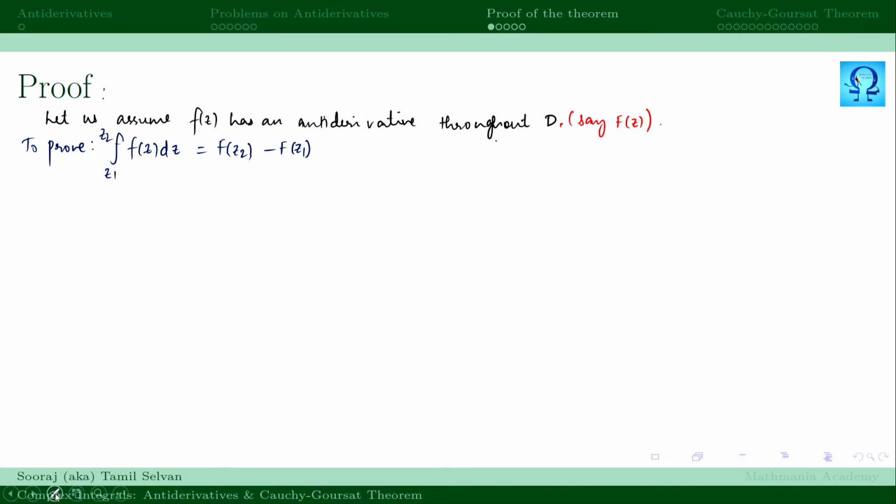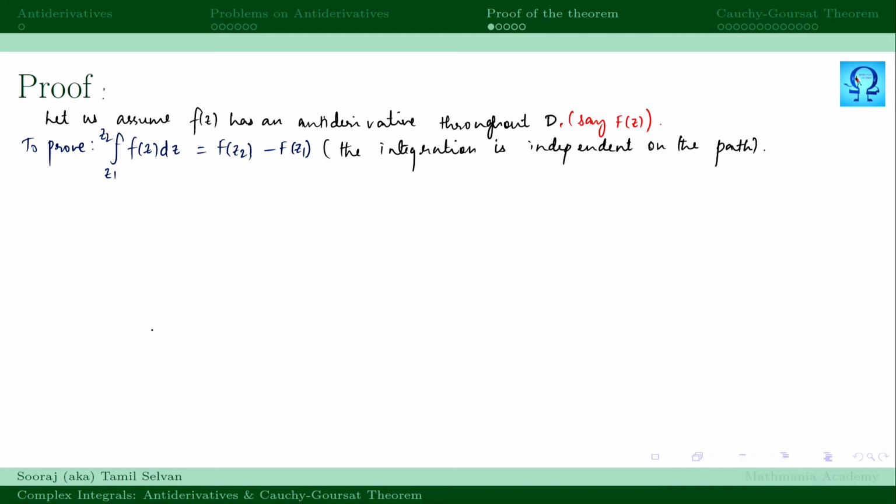So what does this mean? The integration is independent of the path. So on which path we are integrating, that doesn't matter. Only the endpoints matter. That is what we'll have to prove.